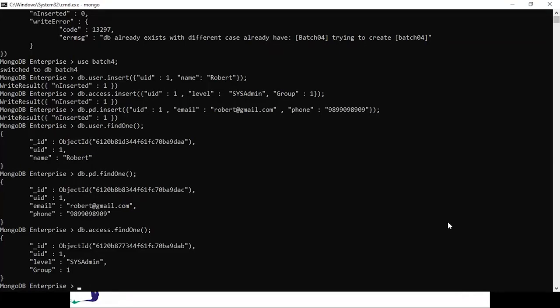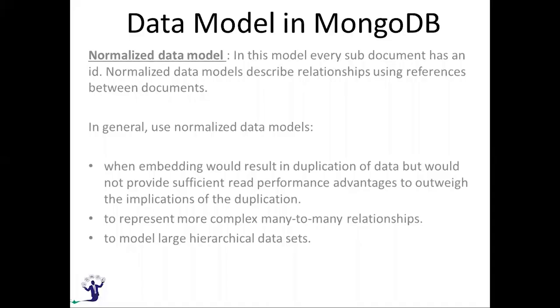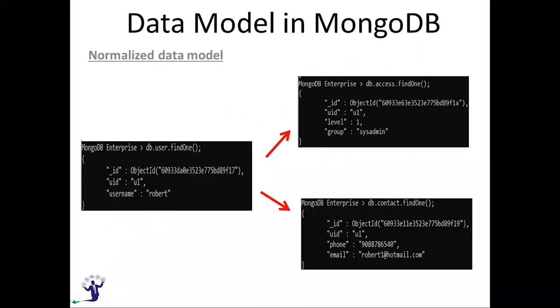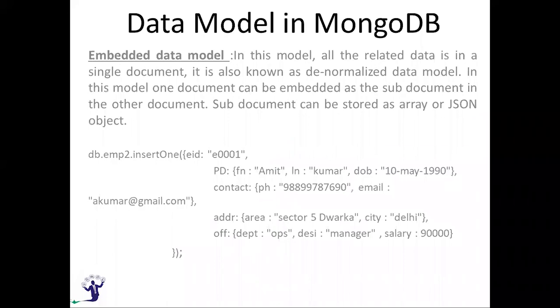Okay, let's see the embedding. This will automatically be more clear. If you have large hierarchical data, then we can put it into different documents rather than embedding. So this is an example of normalized. Let's see the embedded data model. So here it goes.